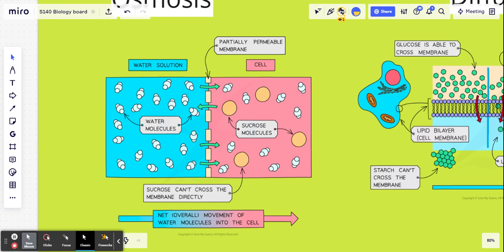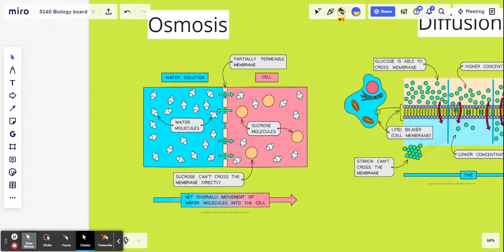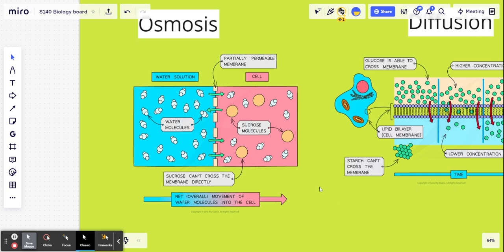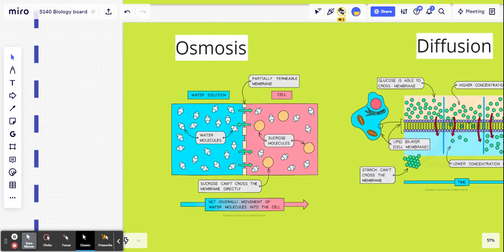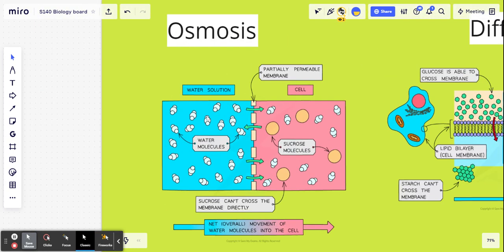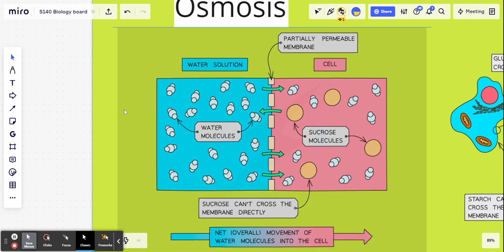So neither of these processes need energy in order for them to happen. You will later on look at something called active transport, which does need energy, because with active transport you work against the concentration gradient. But in both of these, we work with the concentration gradient and we're approaching equilibrium. But the way in which it does it is different. In the case of diffusion, it's the sugar molecules that move. In the case of osmosis, it's the water molecules that move.